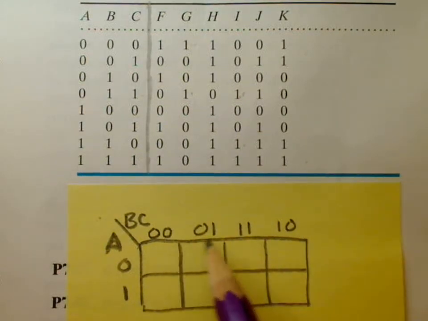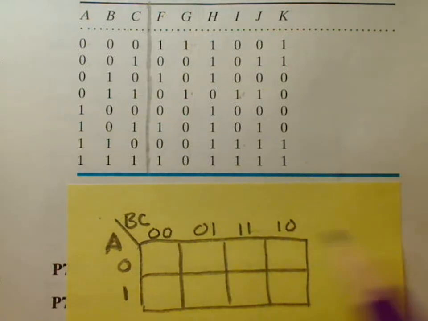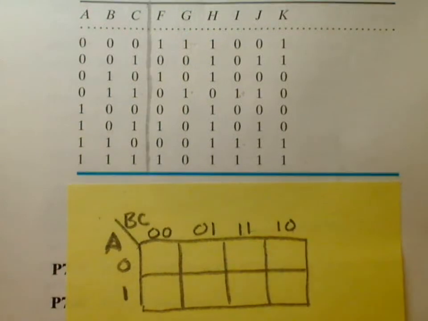So notice that we are counting almost, but we are flipping the order here, and that's because that's the way the Karnaugh map needs to work. So again, this is 0, 1, 2, 3, like that.